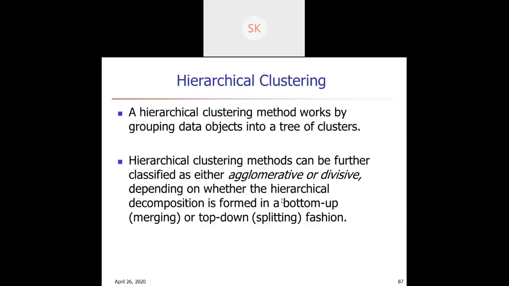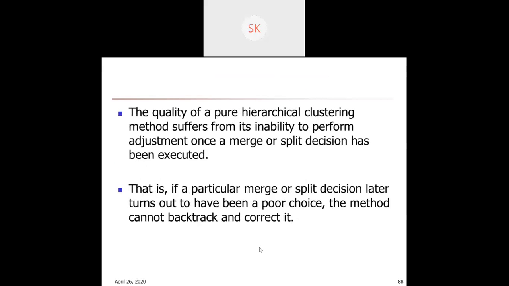Depending on whether the hierarchical decomposition is formed in a bottom-up or top-down manner. Agglomerative is the merging fashion, and divisive is the splitting fashion. So the two categories of hierarchical clustering are agglomerative and divisive.